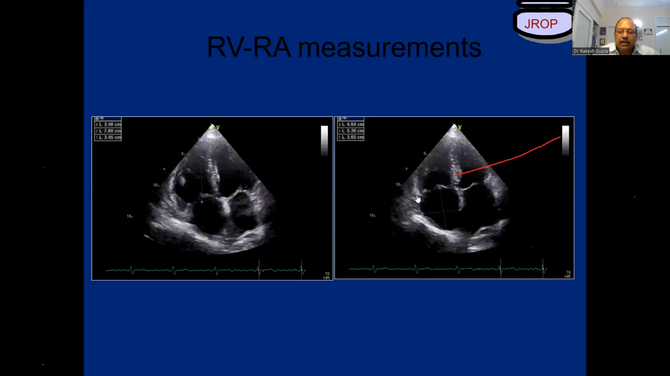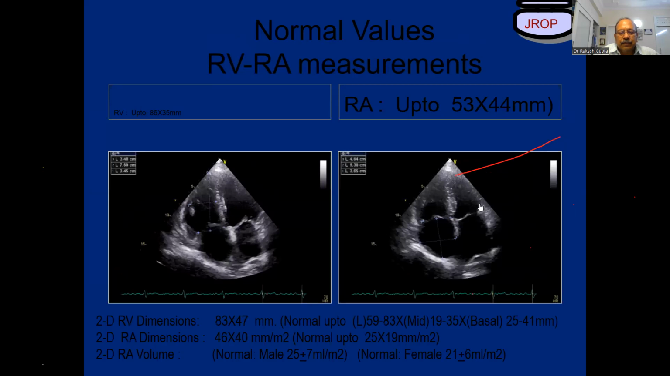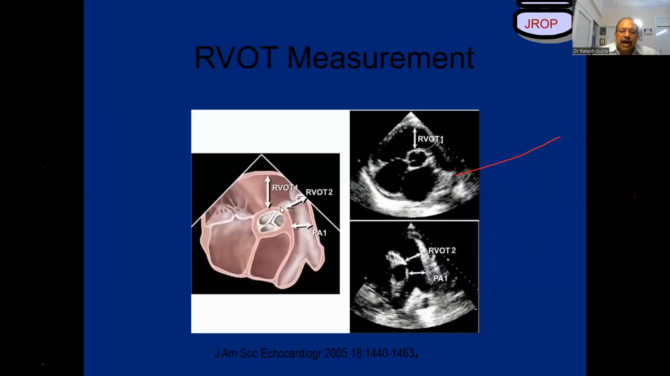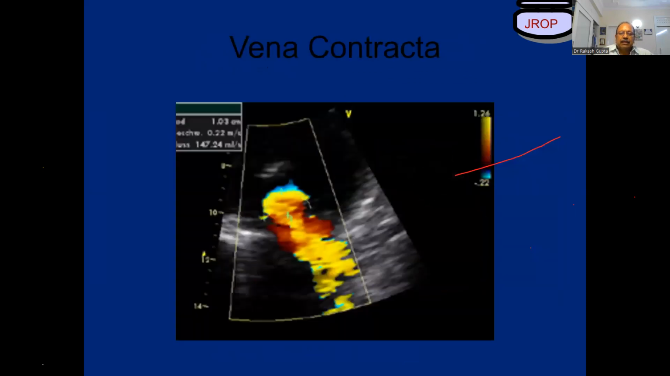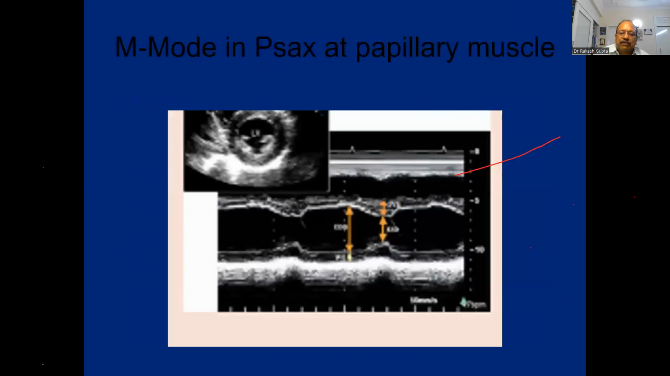RA: in systole, maximum, before diastole when the tricuspid valve is about to open, annulus, long axis and short axis dimensions. RVOT: proximal RVOT, measured in the short axis view at the aorta as well as the parasternal window. Distal RVOT at the level of the pulmonic valve leaflets. So these are all the measurements we do in day-to-day practice.